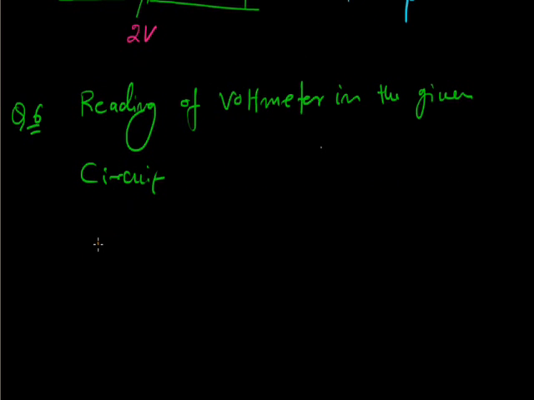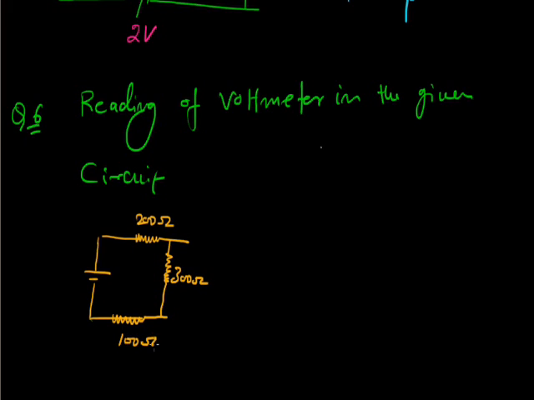this is the circuit. This given resistance is 200 ohm. This is 300 ohm, 100, and voltmeter is of 600 ohm resistance. This is voltmeter 600 ohm, and potential difference EMF of the cell is 100 volt.